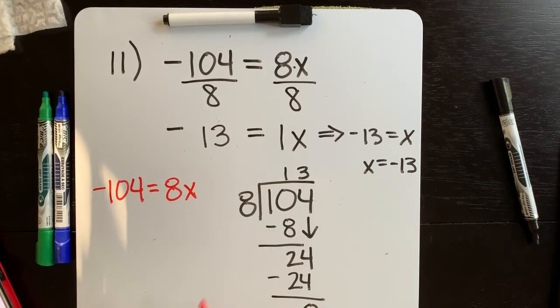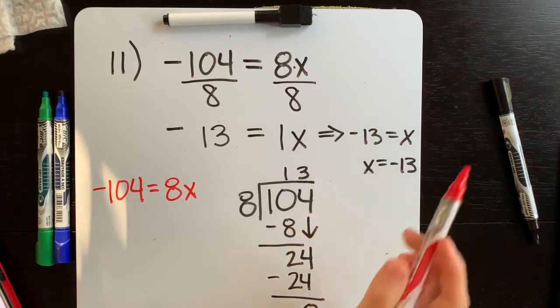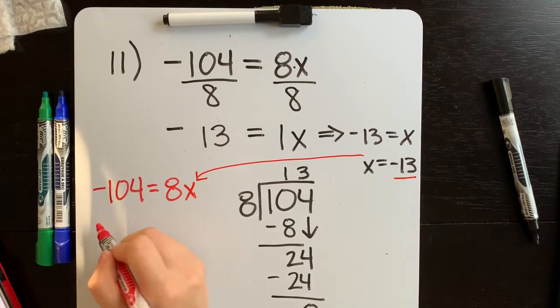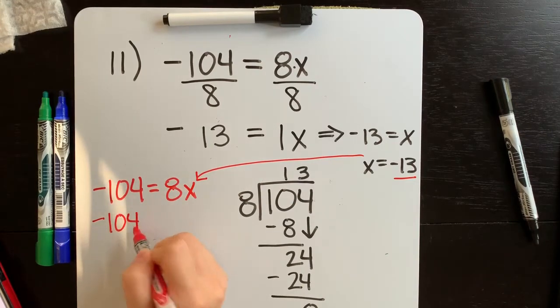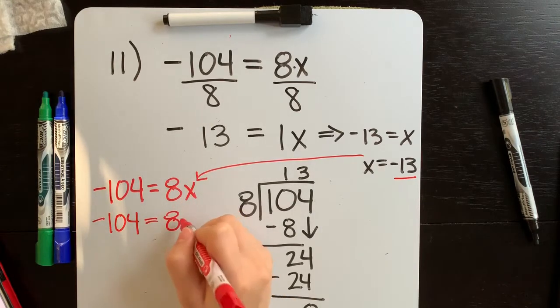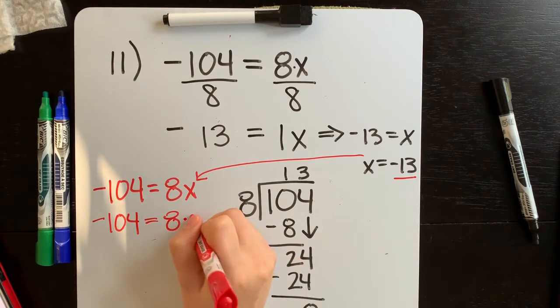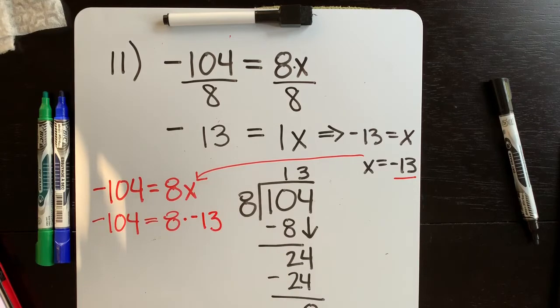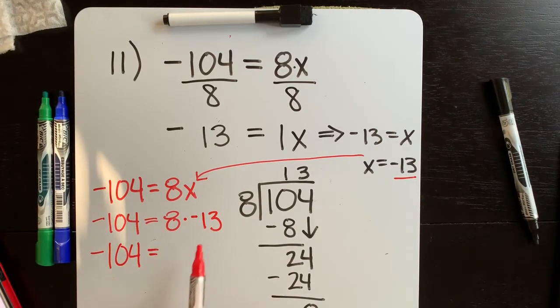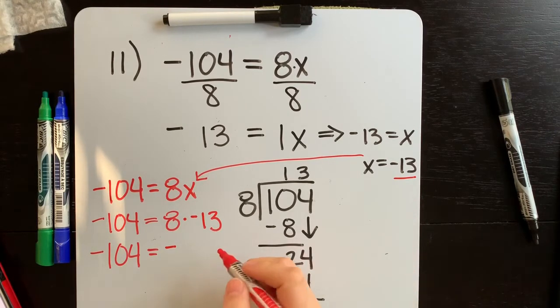We just found out that x equals negative 13, so I'm going to plug this into here. So we'll have negative 104 equals 8. And again, this is a product, so I want to multiply times negative 13. So I'll break down the negative 104. A negative times a positive will equal a negative, so I'll just place it down here. Now we do have to calculate this, so I will do it right here.